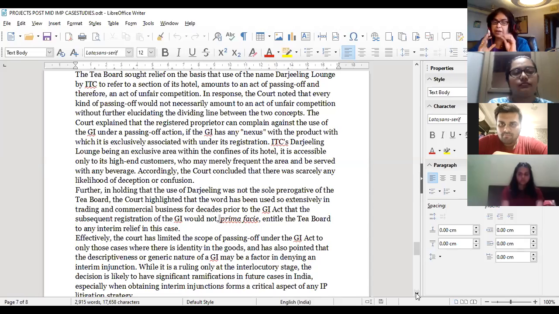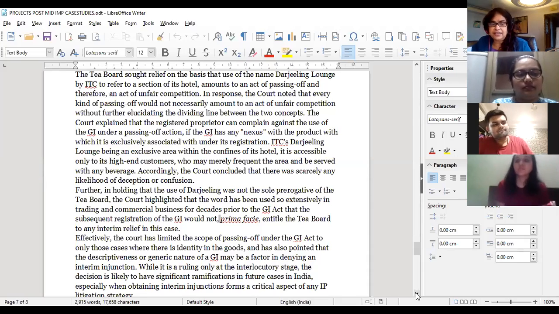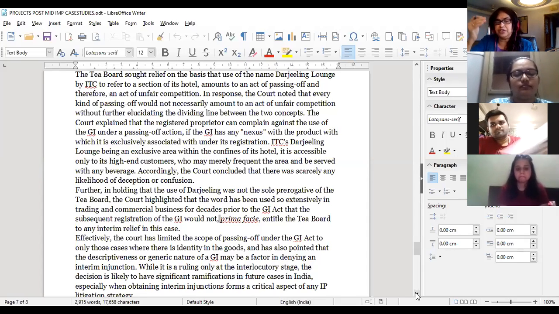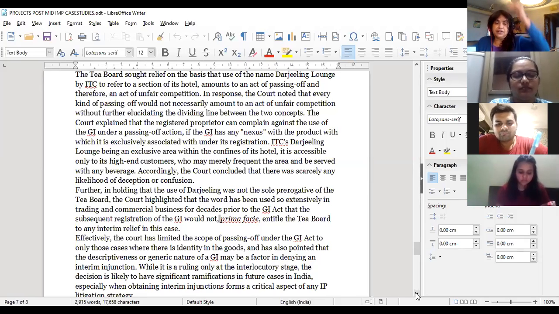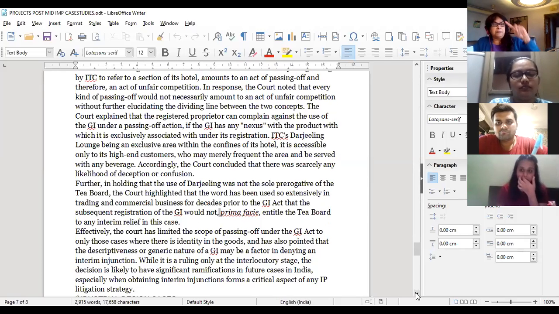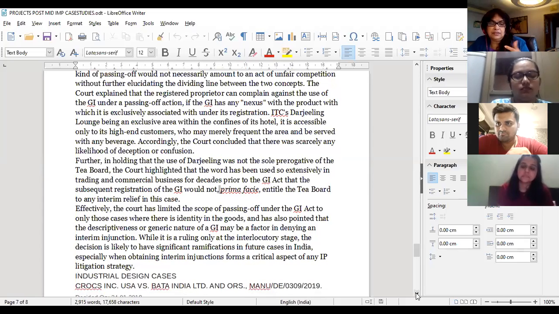So there can be a 5-mark question, or maybe a full length question, or maybe a case study, that the faculty who has been given IPR, he is very, very strict, so please write it carefully. It is a ruling only at the interlocutory stage. The decision is likely to have a significant ramification in future cases of India, wherein our pride of India, they may utilize any particular word to describe a particular place. For example, a resort to stay. I can give any name to this particular room and utilize it for any purpose.